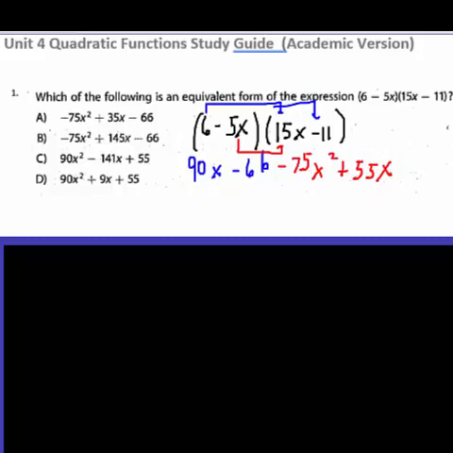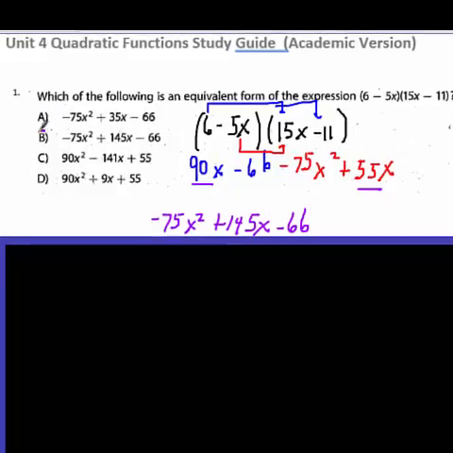Well, yeah, I have an x here and I have an x here, and we can combine those together. And then write them from highest exponent towards lowest exponent, so highest degree to lowest degree. That means that the negative 75x squared would come first. And then 90 and 55. So 90 plus 55 would be plus 145x. And then minus 66. And there is our answer, B.